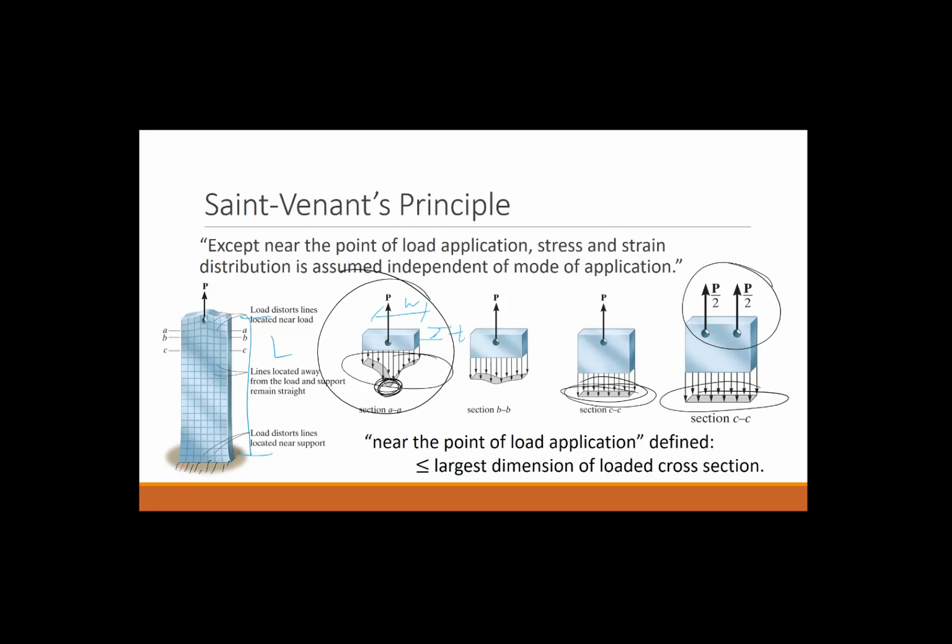And when I say far enough away, we quantify that as being at least the largest dimension of the loaded cross-section. The loaded cross-section is going to be this cross-section here, because that's where the normal stress is acting. And the largest dimension of that is W. So that's saying that you need to be at least W away from the point where the load is applied in order for you to get this more or less uniform stress state.